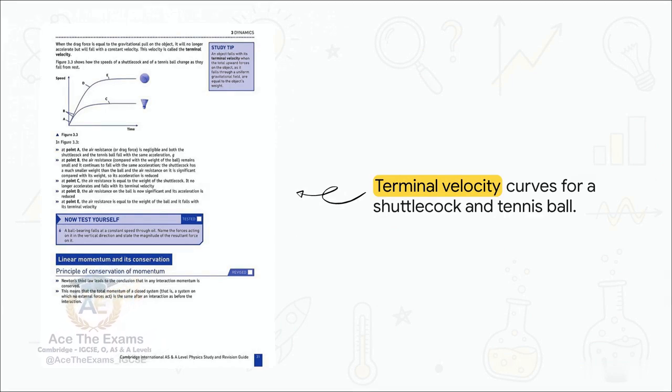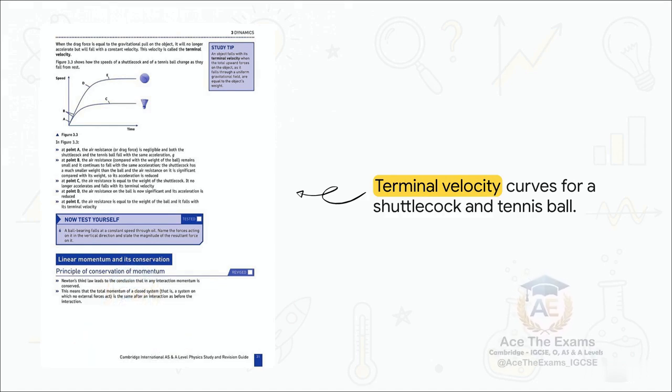Look at point A. Both objects start with the exact same acceleration, little g, because air resistance is basically 0 right when they drop. But check out points B and C. Notice how the shuttlecock's curve flattens out way earlier? That's because it has a tiny weight and a high drag coefficient, so the upward drag force equals its downward weight much sooner. It literally stops accelerating and hits terminal velocity right at point C.